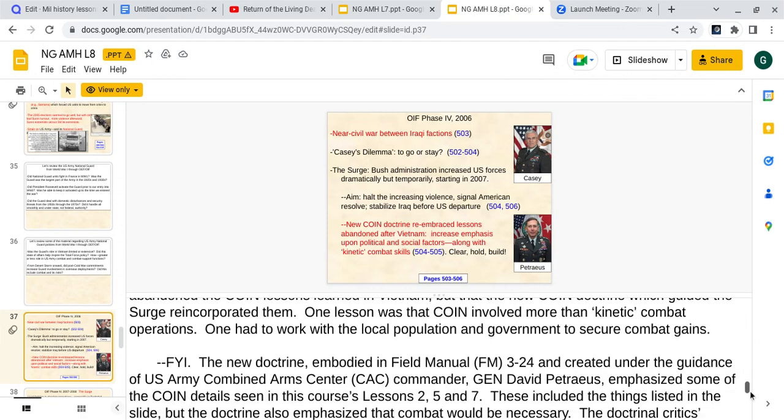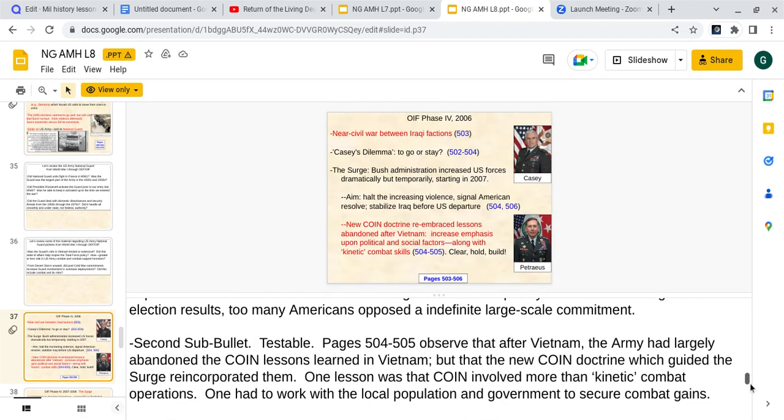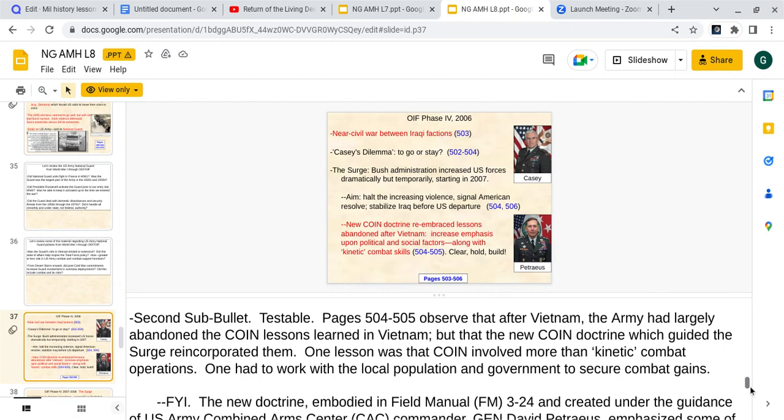For the second bullet, that's testable on the slide, the one at the very bottom. Testable, second sub-bullet at the bottom here. After Vietnam, the Army largely abandoned counterinsurgency lessons learned in Vietnam, but the new COIN doctrine which guided the surge reincorporated them. One lesson was that COIN involved more than just kinetic combat operations, right? You've got to do more than just move around and fight the insurgents and fight against guerrilla tactics. You also have to be mindful, like I said, of political and social factors. The lesson we learned from Vietnam, we now have to apply to the civil wars going on among the Iraqi factions, and when we're fighting in Iraq.